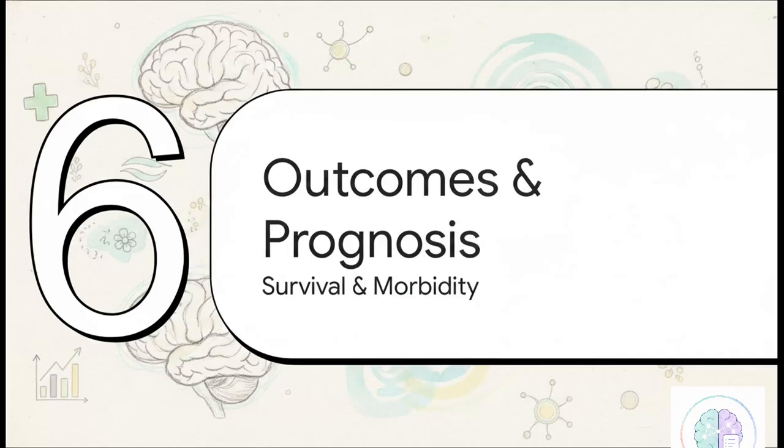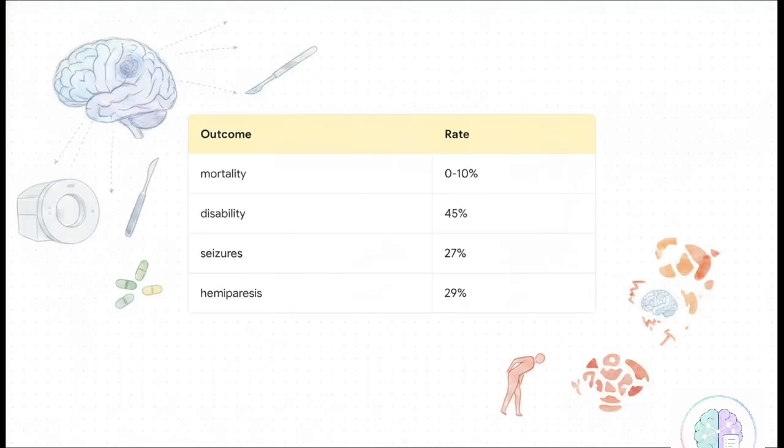Section 6. Outcomes and prognosis. To put things into perspective, back in the pre-CT scan era, getting a cerebral abscess was almost a guaranteed death sentence, with mortality ranging from 40 to 60%. Today, thanks to advanced imaging, potent antibiotics, and stereotactic surgery, that mortality rate has plummeted down to between 0 and 10%. That is a massive triumph of modern medicine.